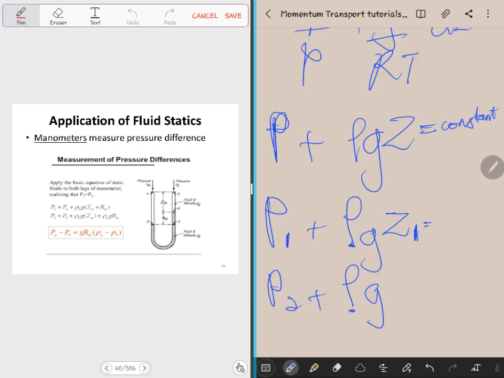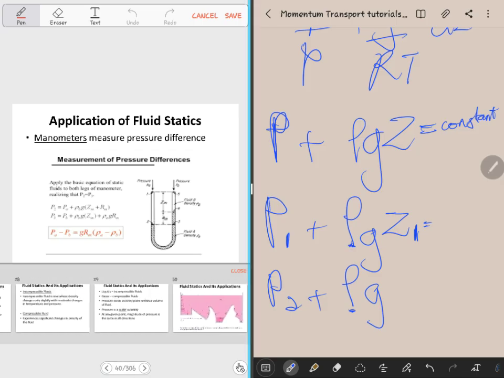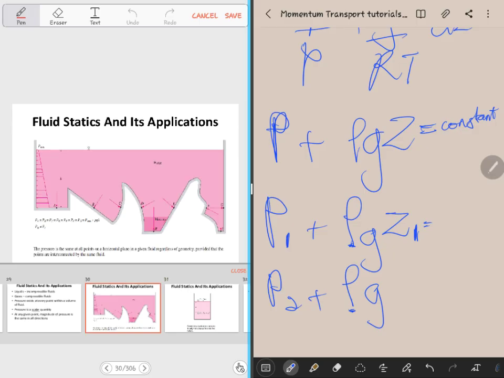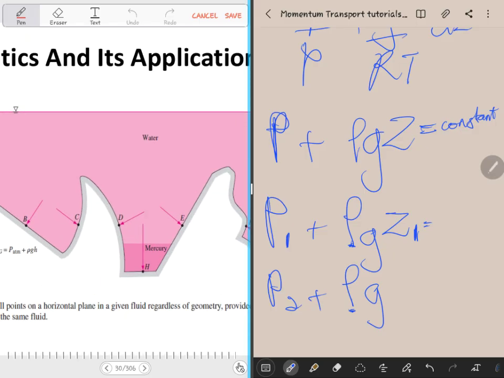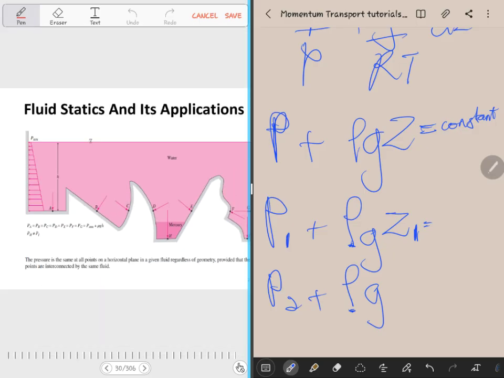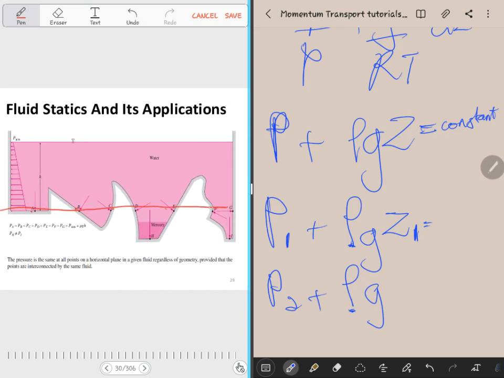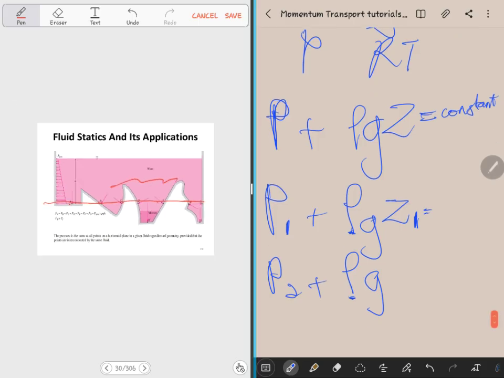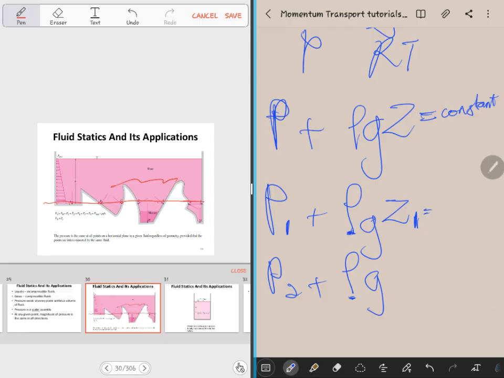Because remember when we were talking about this particular diagram, we said that because all these points A, B, C, D, E, F, G, H are on the same horizontal plane and within the same liquid, the pressure at these points are the same. So it is a similar concept here. We are having the assumption that within the manometer we are doing the calculations within the same liquid.